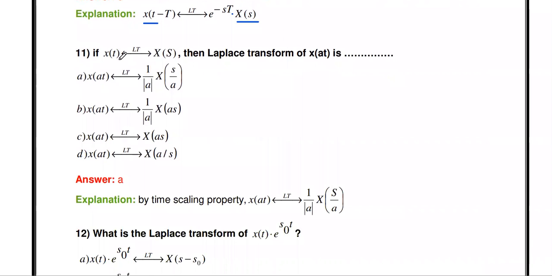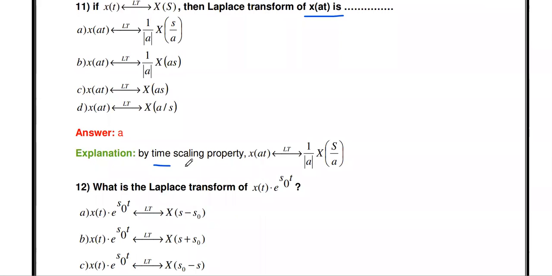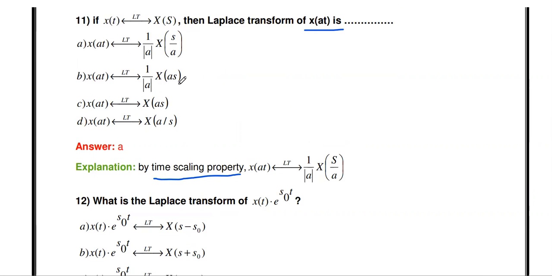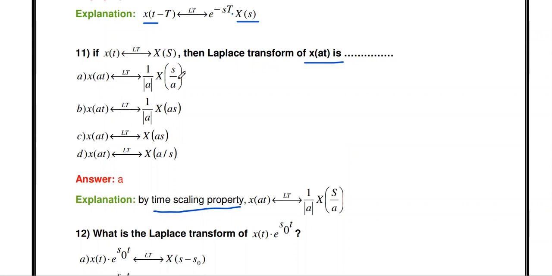And next question: if the Laplace transform of x of t is X of s, then what is the Laplace transform of x of at? What is x of at? It's a time scaled signal. Okay, so if you want to find the Laplace transform of a time scaled signal, we have to use the time scaling property. As per the time scaling property, the x of at signal has the Laplace transform 1 divided by modulus a times X of s divided by a. Okay, this is the time scaling property. So using this, which one is correct? x of at gives 1 by a, X of s by a.